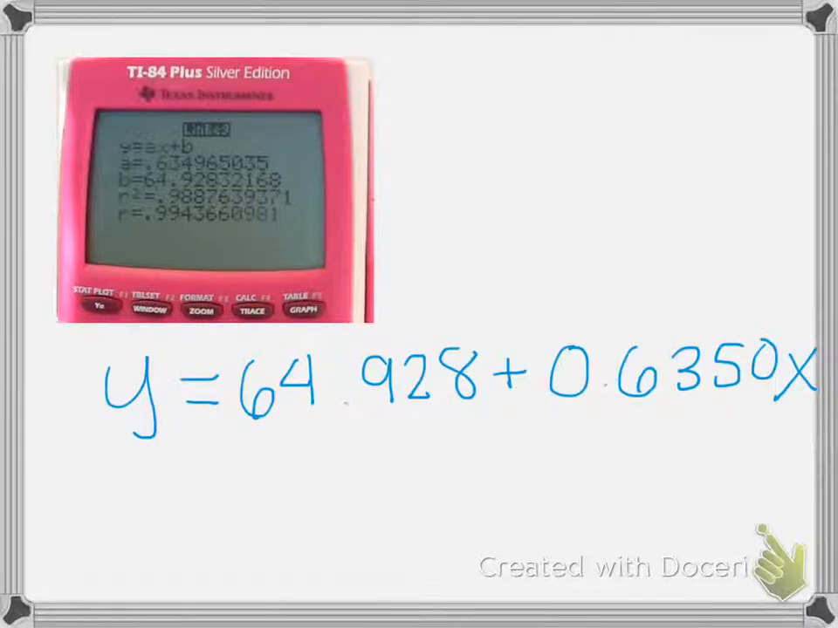So the equation is y equals 64.928 plus 0.6350x. The slope is 0.6350, which means that the regression line goes up a positive 0.6350 centimeters and goes to the right a positive 1. The y-intercept tells us that the regression line intercepts the y-axis at 0, 64.928, or in other words, a 0-month-old would be 64.928 centimeters tall.